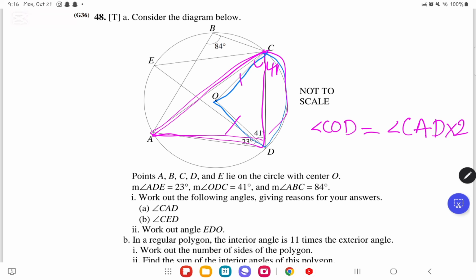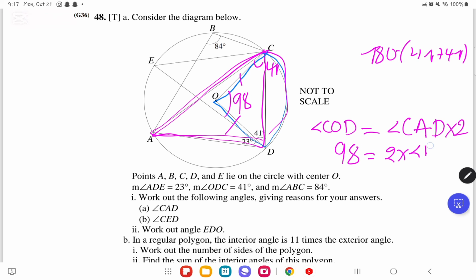is 41. Then to find the measurement, we're going to do 180 minus 41 plus 41. I use the calculator for this, don't do it, guys. 98, okay? So the measure of COD is 98. It is equal to 2 times the measure of CAD. So divide both sides by 2, you get that the angle CAD is equal to 98 divided by 2, which is 49. So over here, this is 49 degrees.